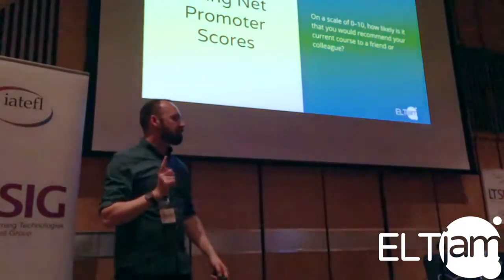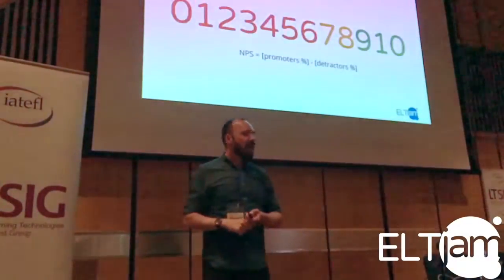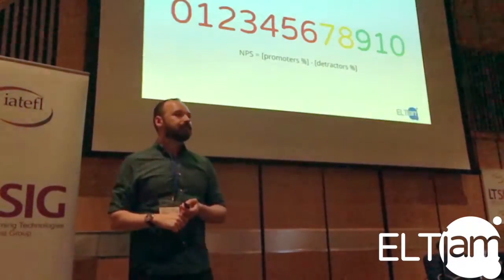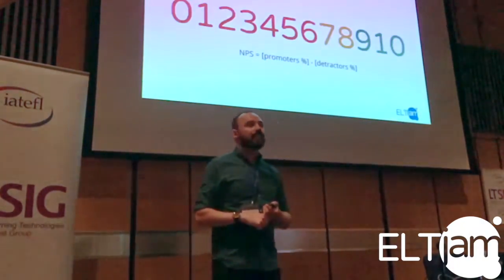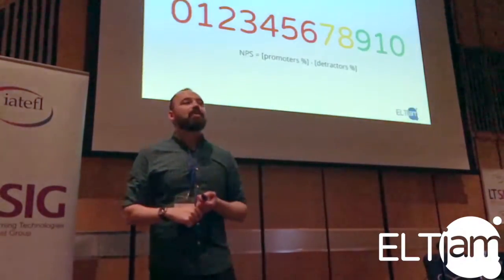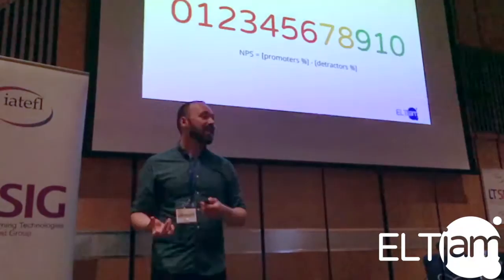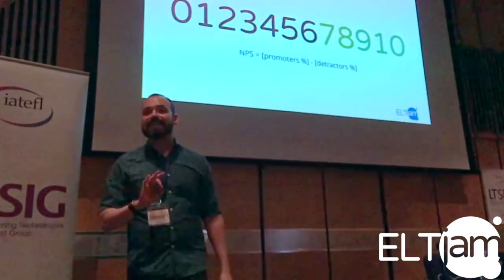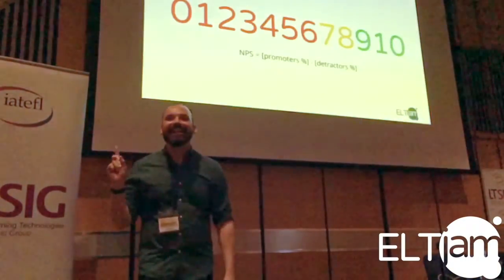And the way you analyse the results on that scale of 0 to 10, anyone that scores you 9 or 10 is known as a promoter. Anyone who scores 7 or 8 is neutral. And anyone that scores 0 to 6 is a detractor. Promoters are people that would literally go out and recommend you to other people. They would say, my teacher is amazing, you need to sign up. Or this online course I'm doing is absolutely amazing, sign up. These are the people that write the positive reviews on Amazon.